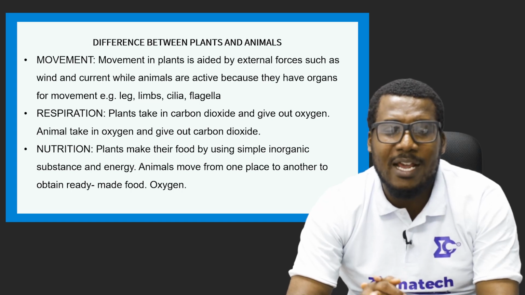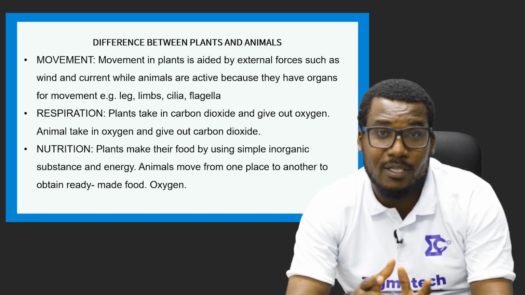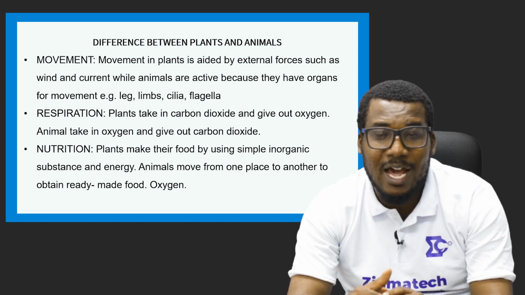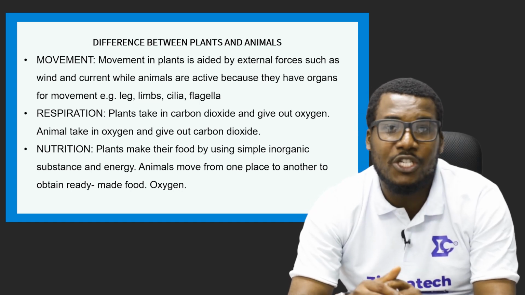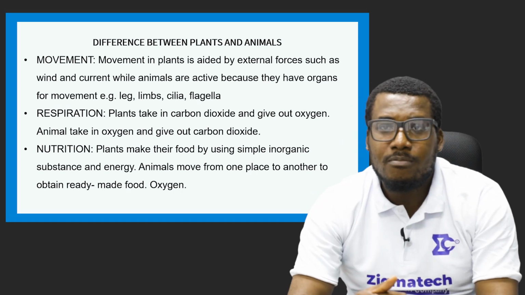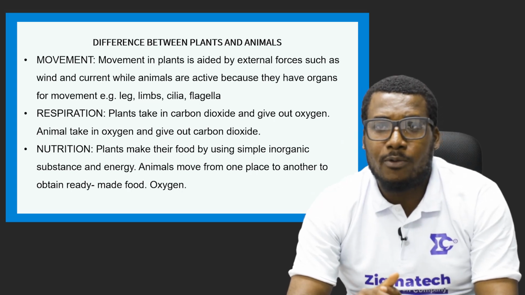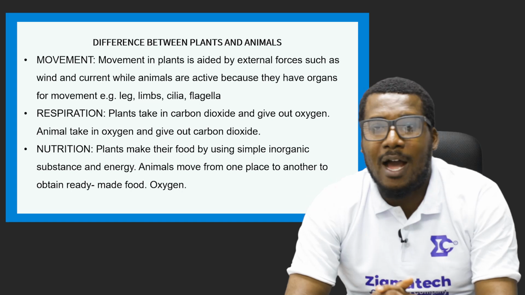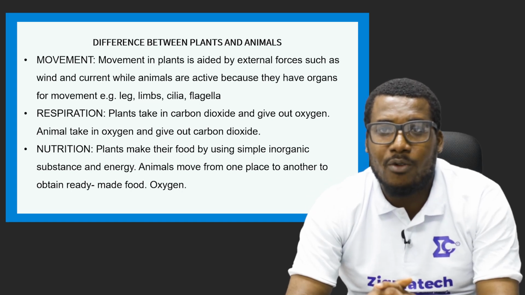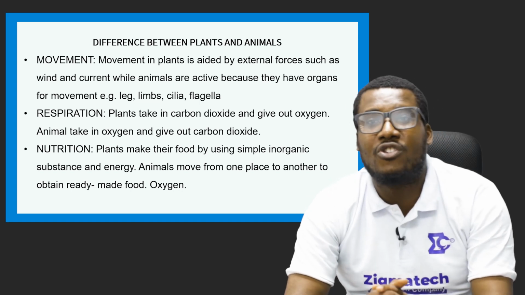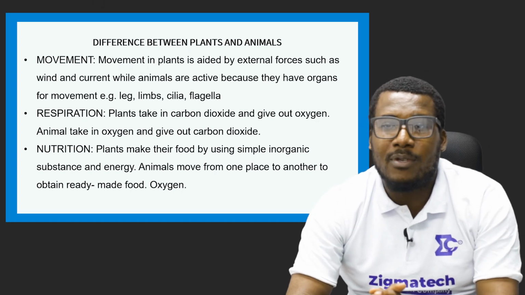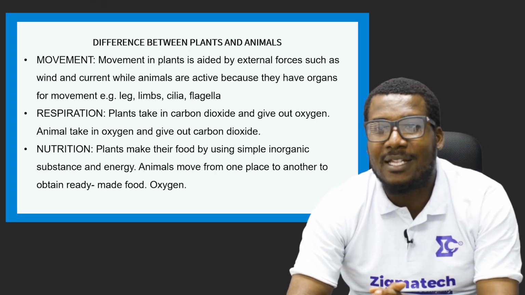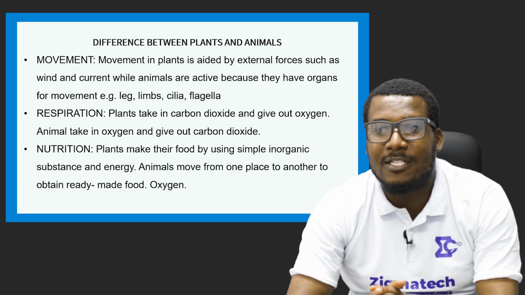Number 1 there, the Mr. The M, the first M, you can use that in remembering it. Mr. Ninja. The first alphabet there in the acronym is M. M stands for movement. Movement in plants is aided by external forces.